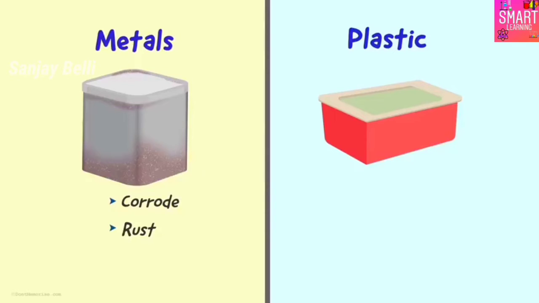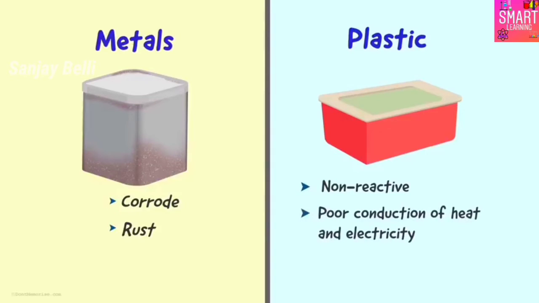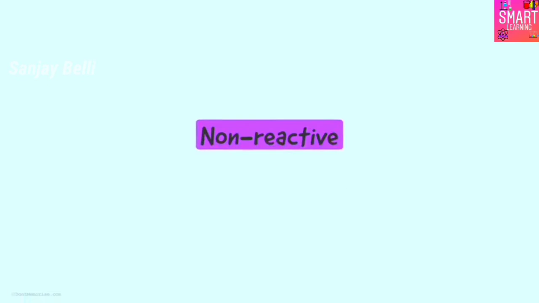We will take the three most important properties that make a material of choice: non-reactive nature, poor conduction of heat and electricity, and lastly, strength and durability. Can you tell me examples of articles where each of these properties is used? Let me help you with that. Let's begin with non-reactive nature first.